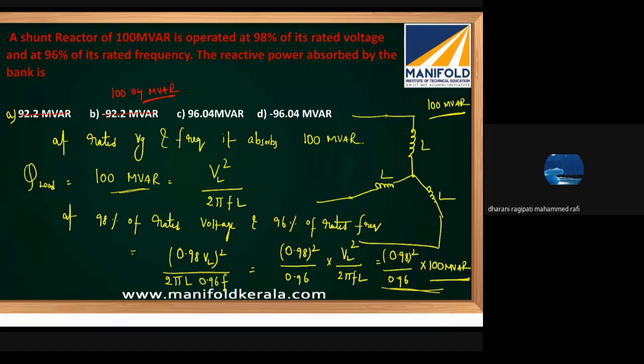Yeah, 100.04 is the right answer. I did not give it in the options. It is 100.04 MVAR. So what is this reactive power, lagging or leading? What type of reactive power is absorbed by an inductor? Lagging reactive power, or the other name is positive reactive power.